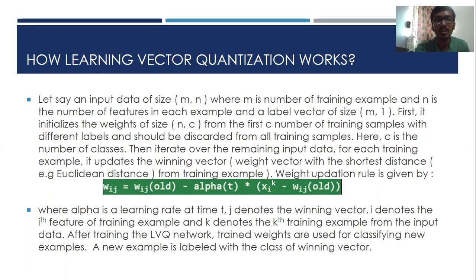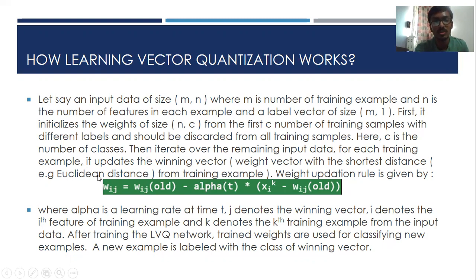Now, first of all, we'll be initializing the weights of size n comma c from the first c number of training samples with different labels. That should be discarded from all training samples. That is a very important thing that we do in LVQ. Here, c is the number of classes. And next, we iterate over the remaining input data for each training example. It updates the winning vector, the weight vector with the shortest distance, that is the Euclidean distance from training example, is actually used in the calculation.